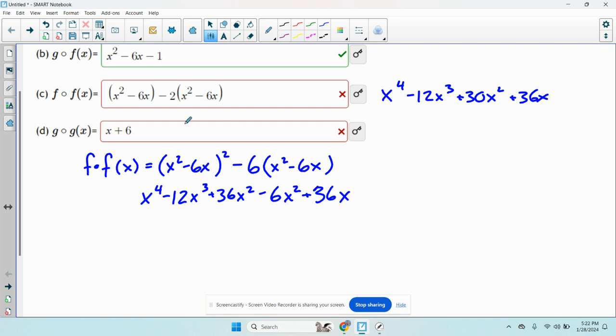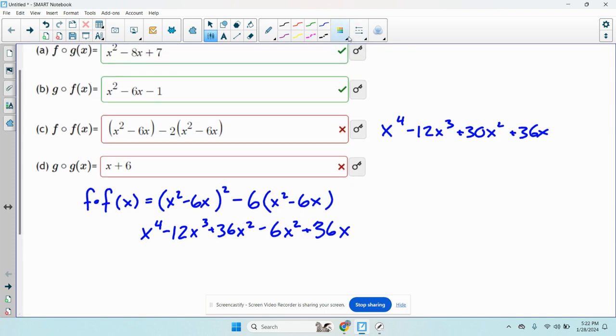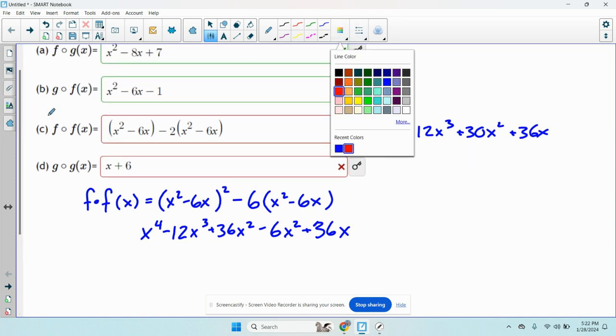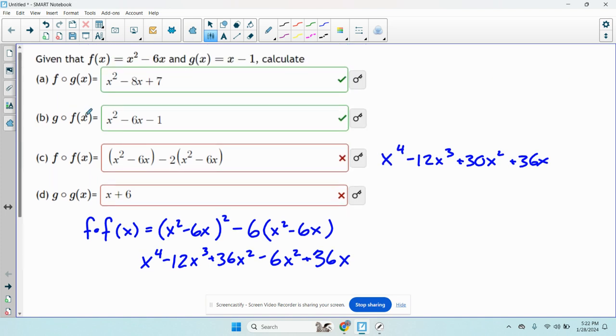G composed with G is the same exact process. Just rewrite G, but replace the x with an open set of parentheses. G composed with G of x is x minus 1, and replace this with x minus 1. So I get x minus 1 minus 1. That's just going to be x minus 2.